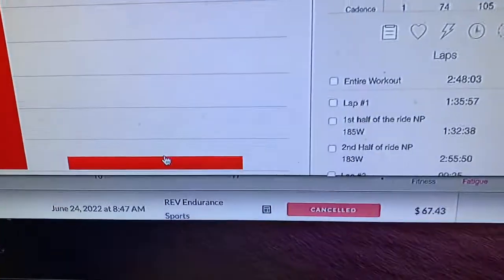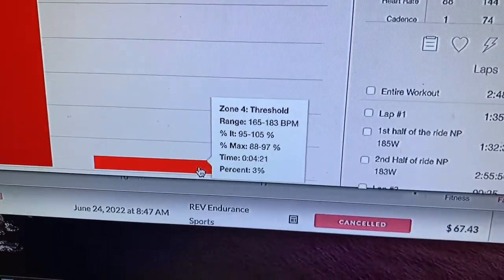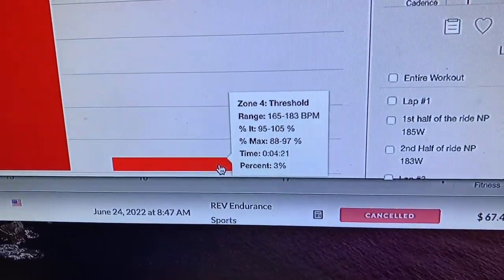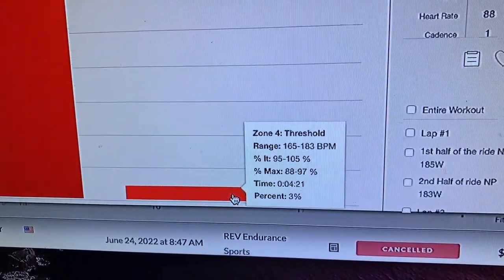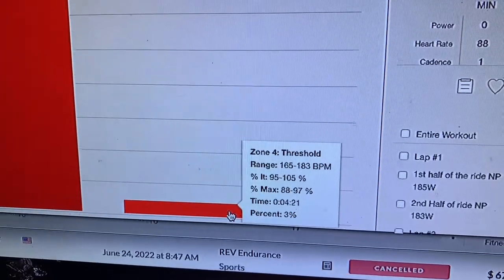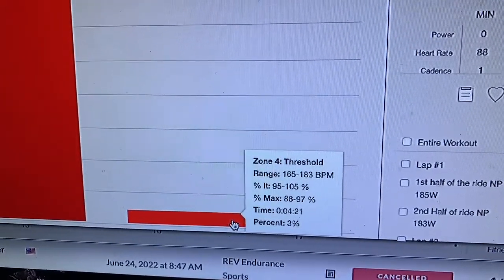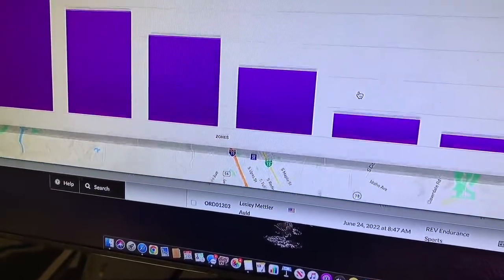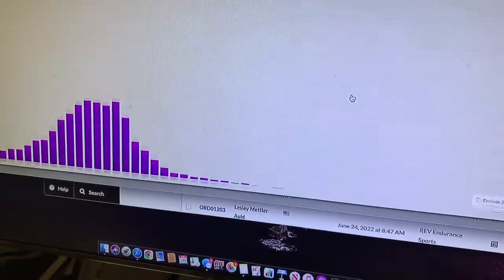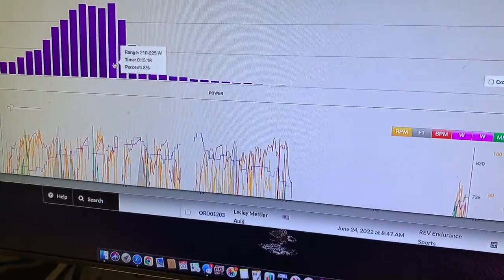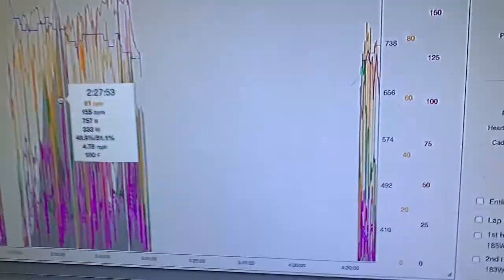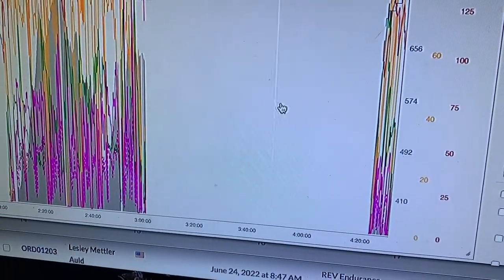And if you look here, this is zone 4, threshold work. There was only 4 minutes of this ride in a hard threshold effort. Only 4 minutes. Okay, so let's scroll down some more. There's the power. We're going to get into that a little bit later. There's more power. We're going to get into that a little later. But let's just take a look at this. This big gap here, that's just coffee.